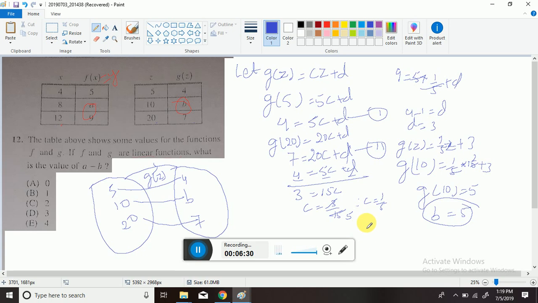What we had got before? A equals how much we have got? We have got A equals 7. So A equals 7 before we got. So what is the value of A minus B? 7 minus 5 equals 2. Okay, now you can understand.